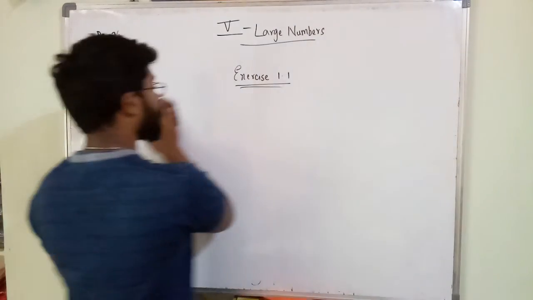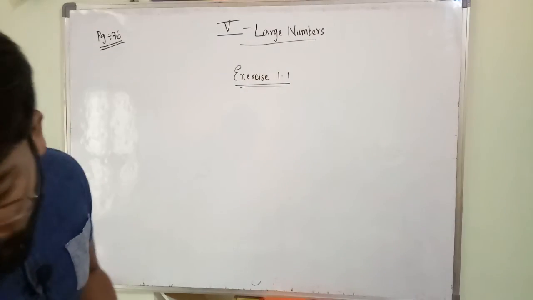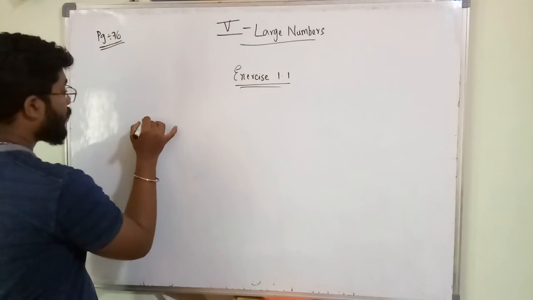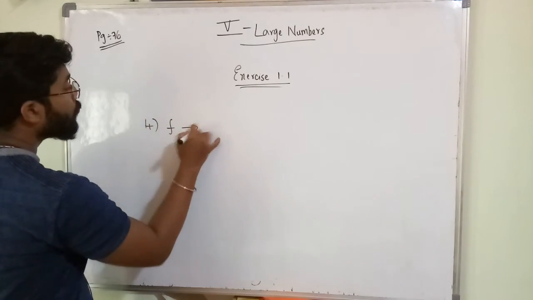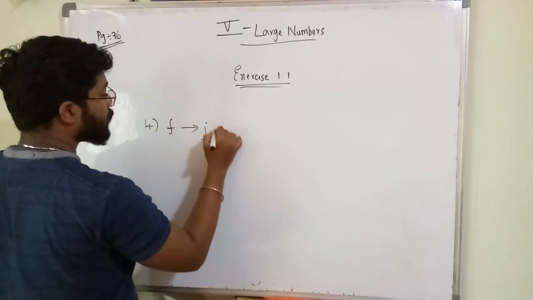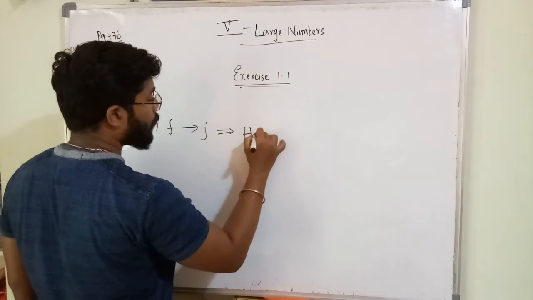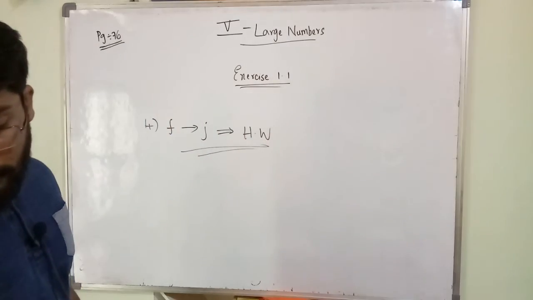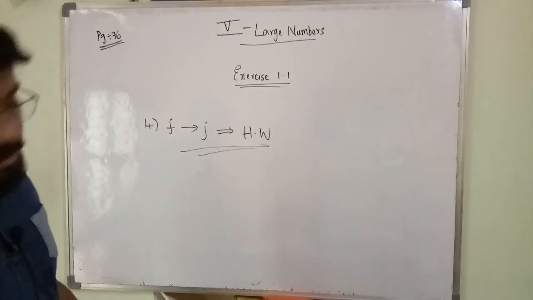So from fourth bit, from F to J, this is for your homework. You have to complete it by the next class. Okay, you have to complete it from F to J. That is for your homework.